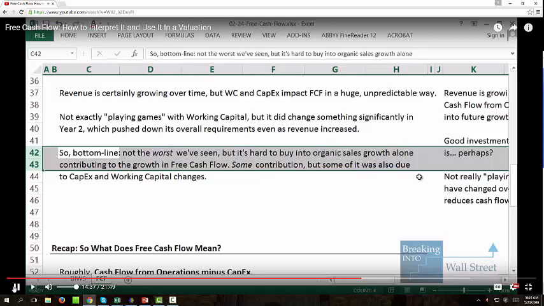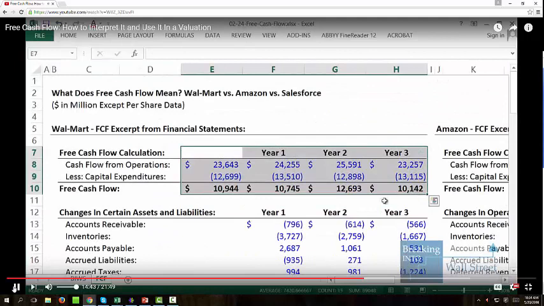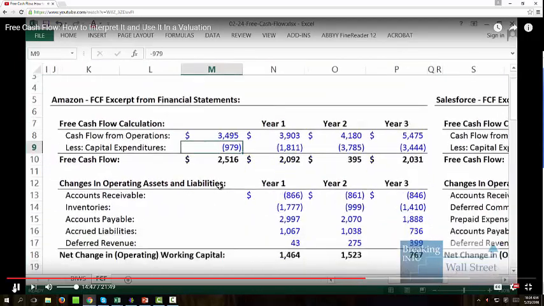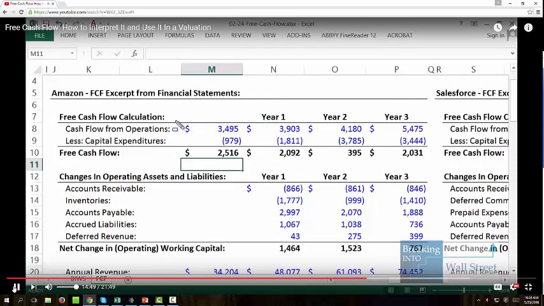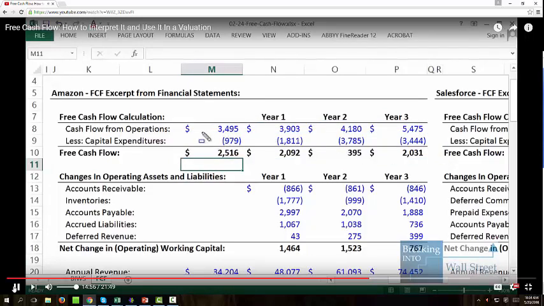This one, we'd really need to do more research and dig into their statements and see what is explaining some of these inconsistent changes and how it fluctuates so much over time. Now to Amazon. So here, we have a very different scenario. Cash flow from operations is generally going up each year. Free cash flow is fluctuating mostly because of Capex, take a look at this. They dramatically increase their Capex spending in years 2 and 3 here.